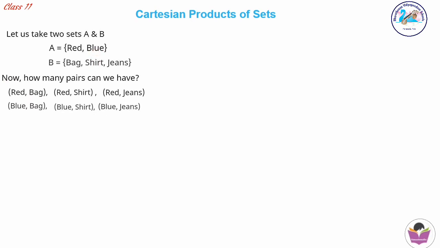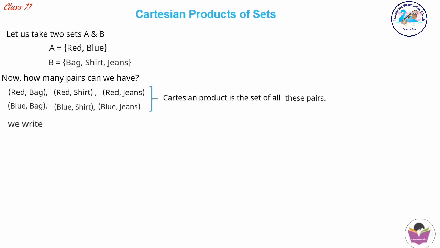When we collect all these pairs and form a set, that set is called the Cartesian product. So there is a word Cartesian product. Cartesian product means we are making possible pairs by using the given two sets and collecting all these elements and making a set. Then we can call that set the Cartesian product. Cartesian product is the set of all these pairs.